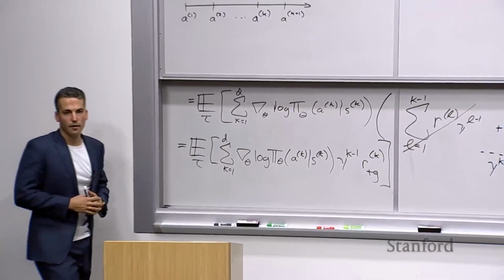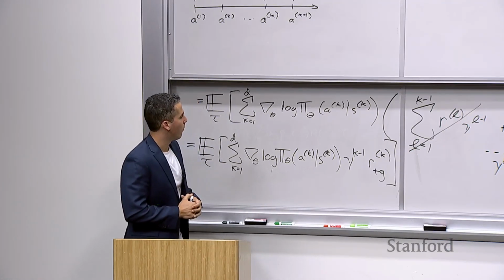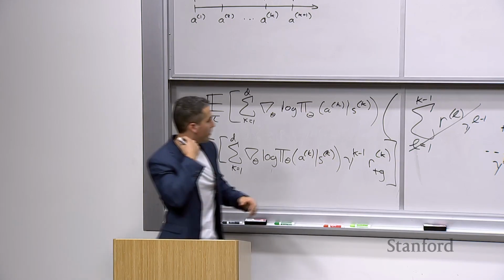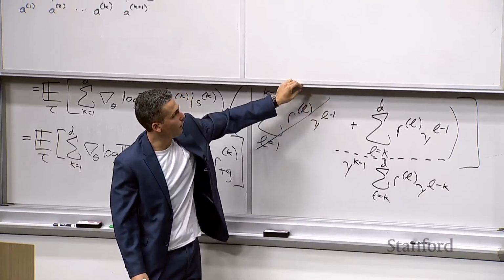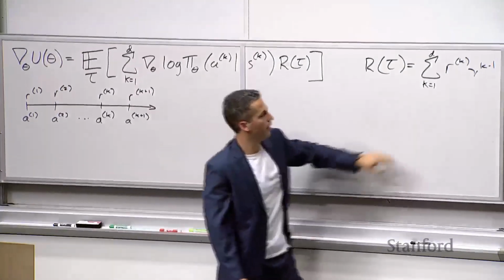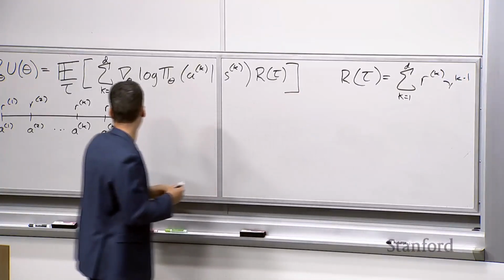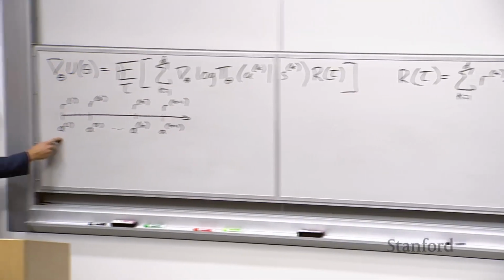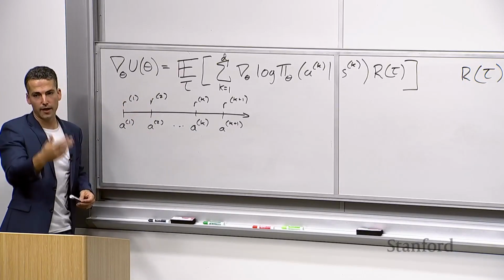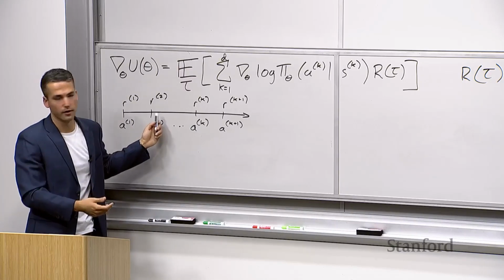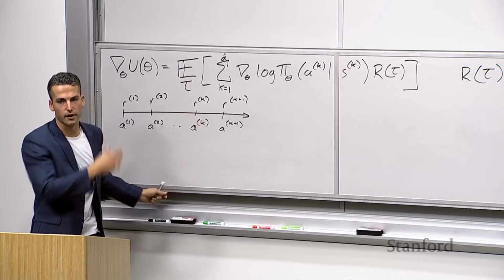Yes? Why are both gammas raised to L minus 1? Okay, that's a good question. It comes back from this expression, which is just the discounted reward into the future. Think about the timeline: at time step 1, we get the immediate reward. But then at time step 2, we have a discount, so we multiply by gamma because we're discounting the future rewards. So gamma k will then have a factor gamma k minus 1, and we'll just continue that out.